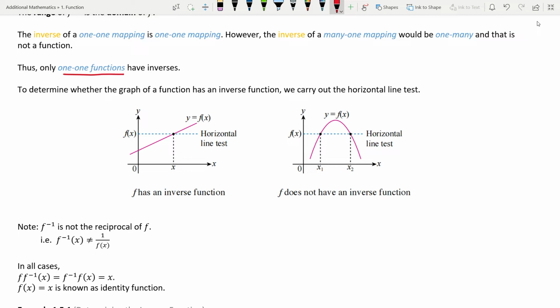To determine whether the graph of a function has an inverse function, we carry out the horizontal line test. We draw a horizontal line that cuts through the graph. If it only cuts through one intersection point, then f has an inverse function. If it cuts through two or more points, f does not have an inverse function.